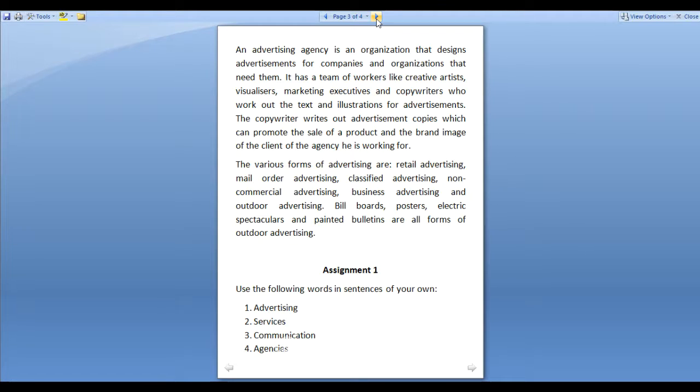Now the copywriter writes out advertisement copies which can promote the sale of a product and the brand image of the client of the agency he is working for. The various forms of advertisement are retail advertisement, mail order, classified advertising, non-commercial advertising, business advertising, and outdoor advertising. When we talk about retail advertising, it's when you advertise directly to your consumer, to the smaller unit. The mail order is when some people send a mail to you and attach a short advertising note together with the mail order.